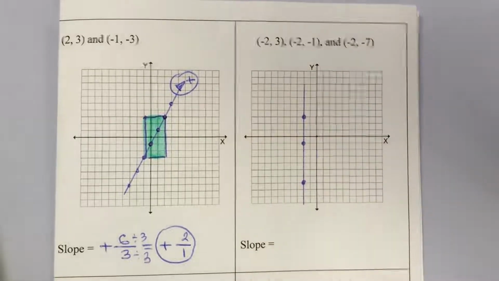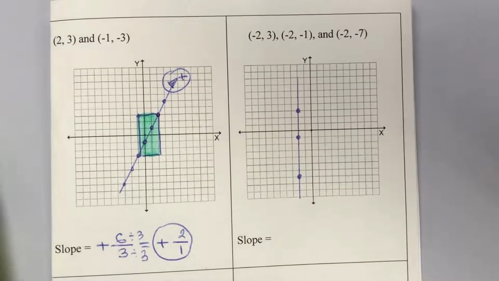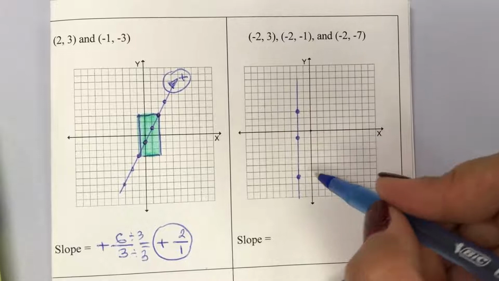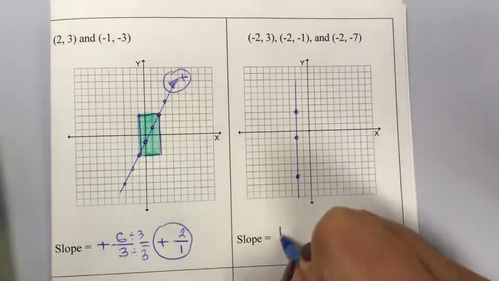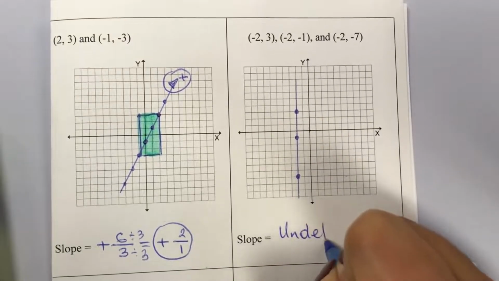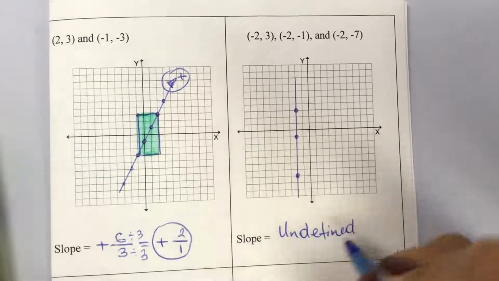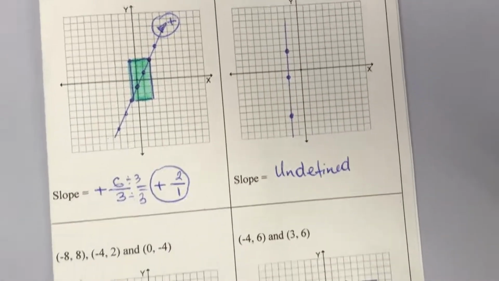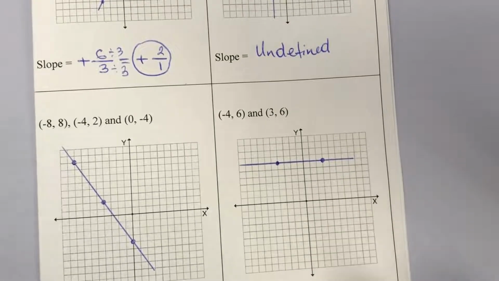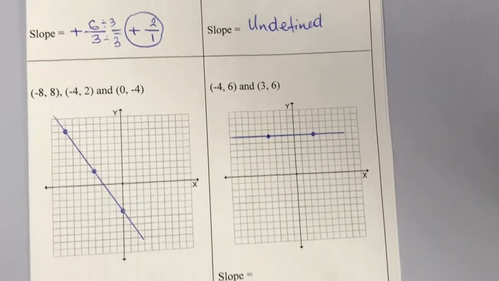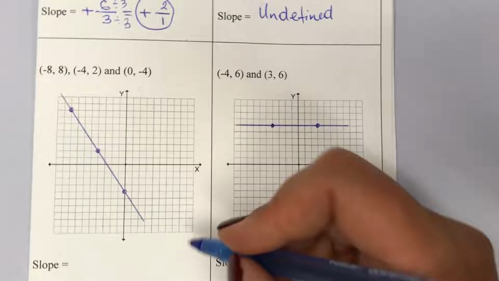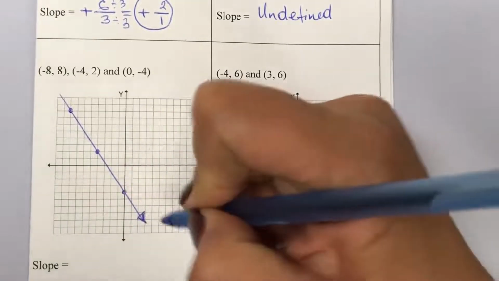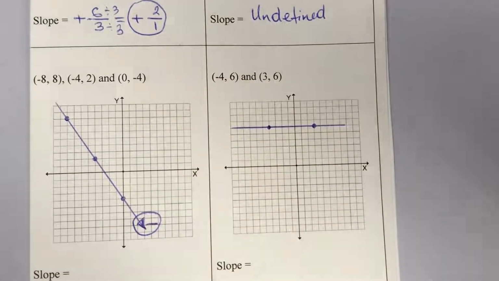In the vertical situation, we have undefined slope, or the slope of the line does not exist. That is undefined. Line going downward to the right, that is negative slope.